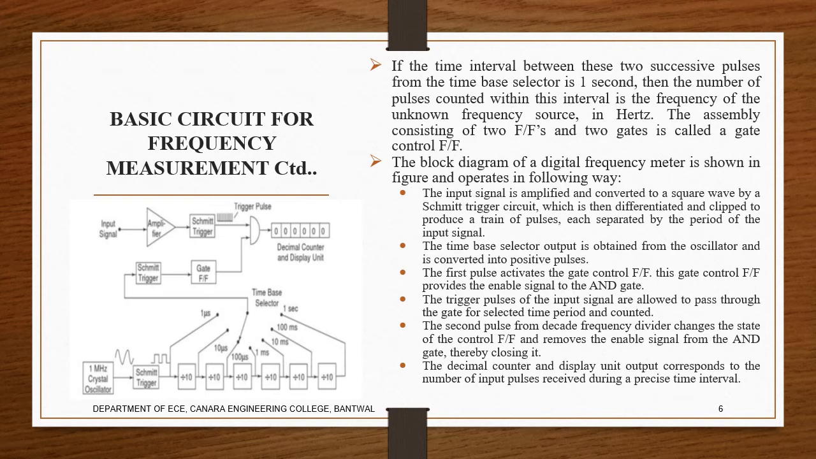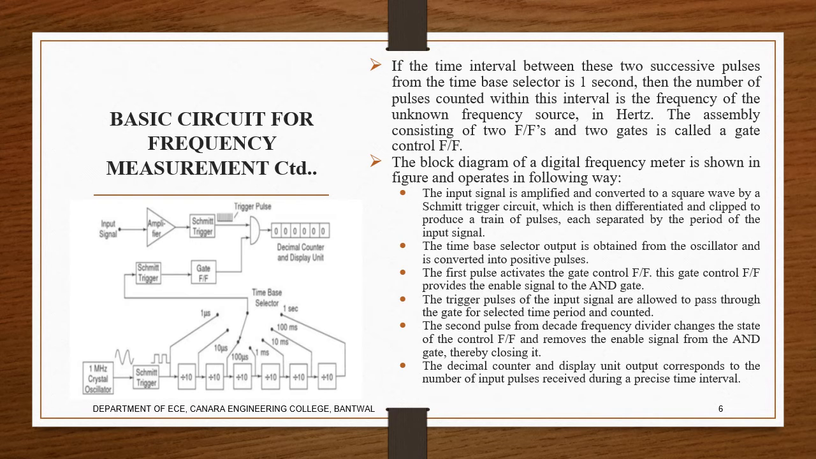So here the time-base selector outputs are generated. Here we have an option. You might have seen frequency counters with different ranges, like 1 kilohertz, 2 kilohertz, 3, 10, 20, 1 kilo, 1 mega, and so on. So this is how the operation works there. The ranges need to be selected.